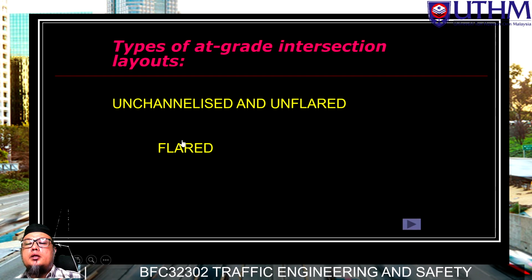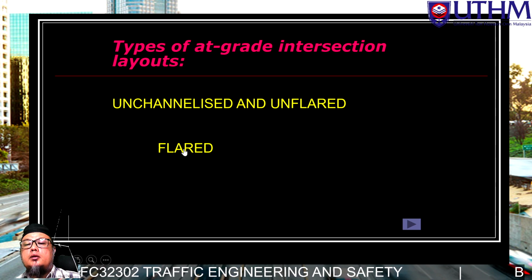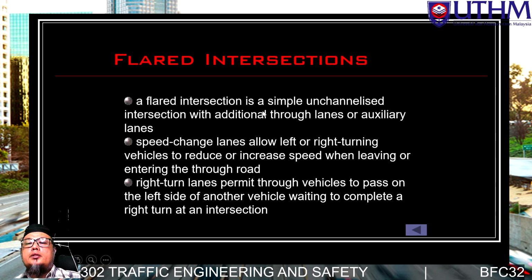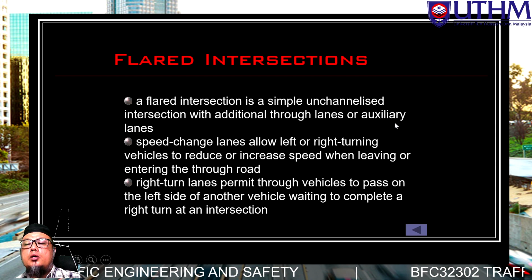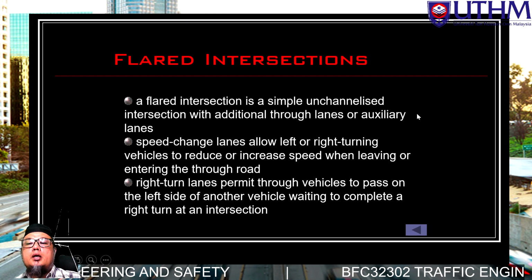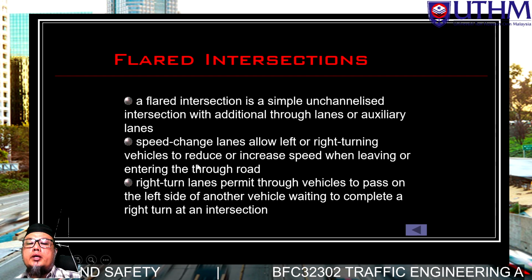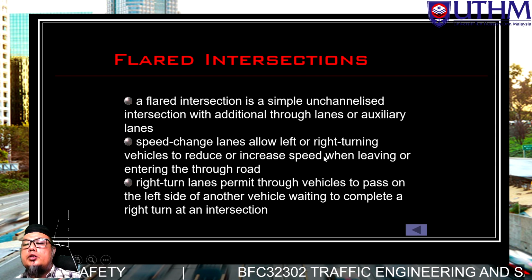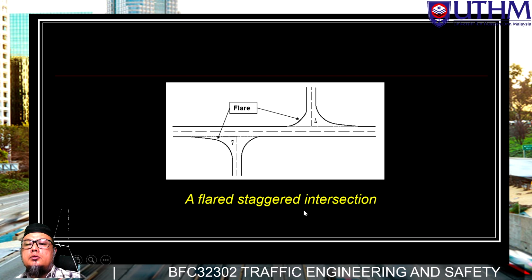Okay, next we have flare. This one is unflared, unchannelized. This one has a flare. What do you mean by flare? A flare intersection is just a simple unchannelized intersection with an additional through lane or auxiliary lane. If you find the term auxiliary, it means an additional lane. A speed change lane allows left-turn or right-turn vehicles to reduce or increase speed when leaving or entering the intersection. So it looks like this.